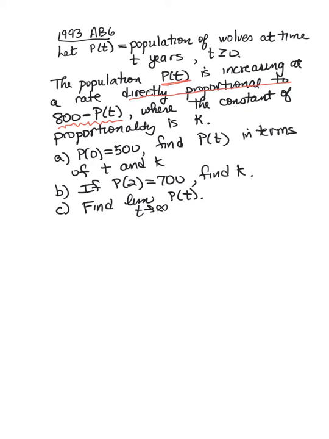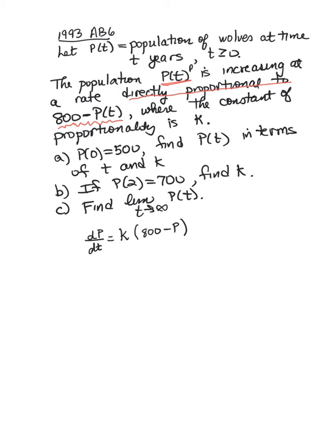The population P of t is increasing at a rate, so that's its derivative, dP/dt. And we're not going to write P of t, we'll just call it P to make it simpler for ourselves. So the population is increasing at a rate directly proportional, so that's equals k, to this quantity, 800 minus P.